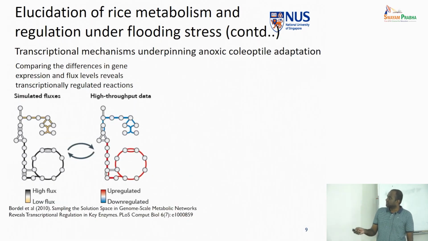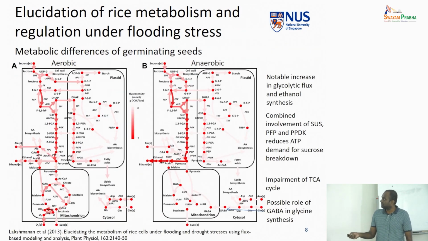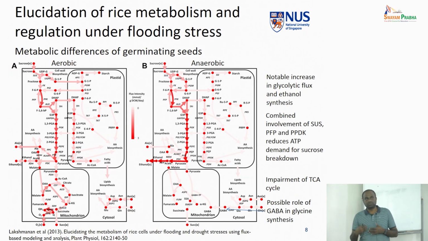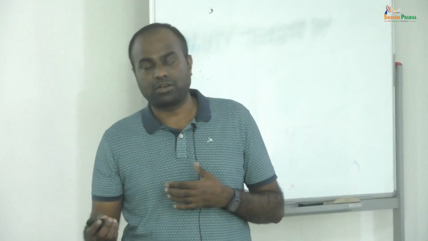Then we also try to use, so this is what we understood from the intracellular flux estimates, right? But we wanted to also confirm whether this is true, how much of this is true in terms of what is happening in the cells. So how can we do that?